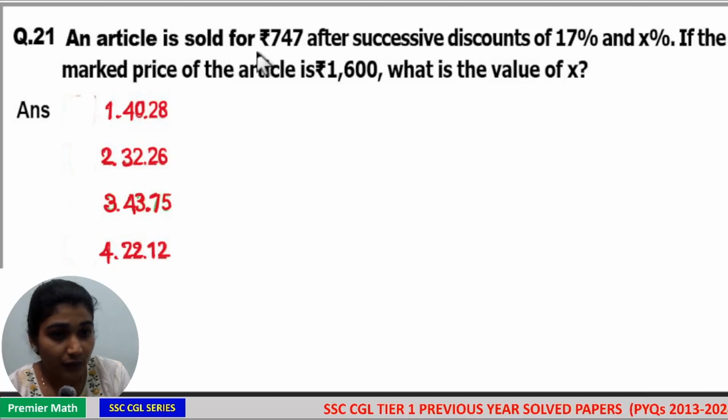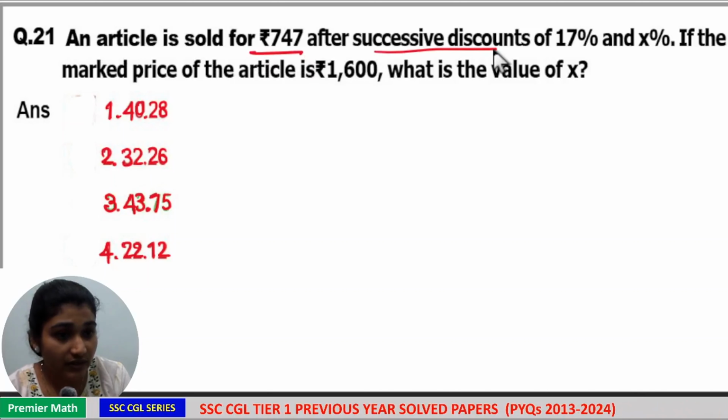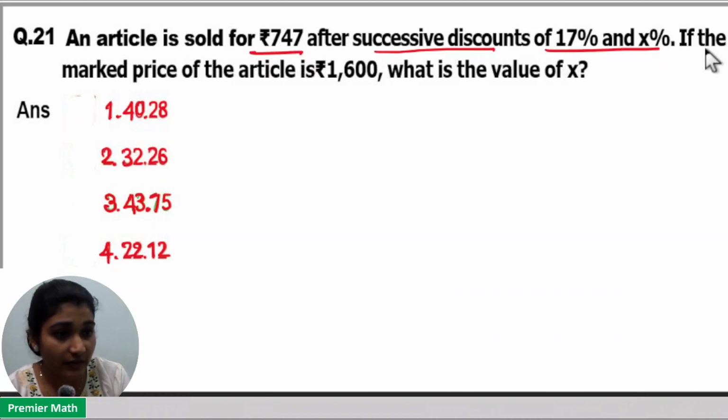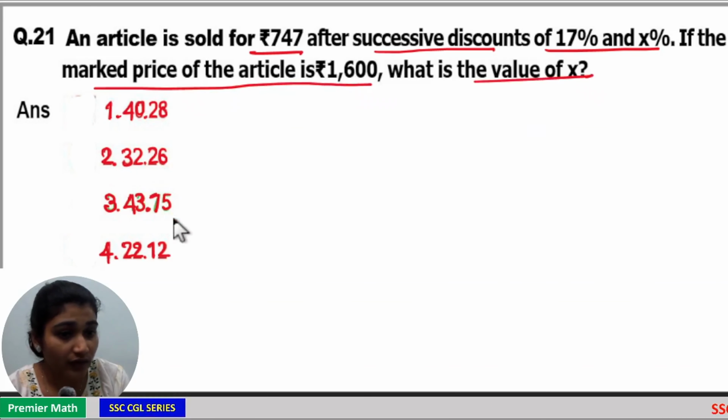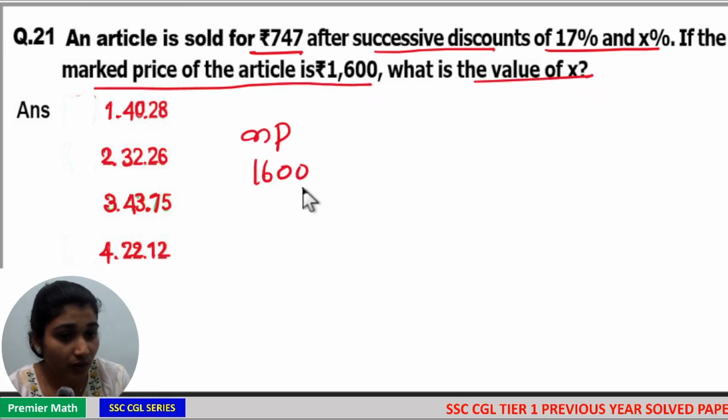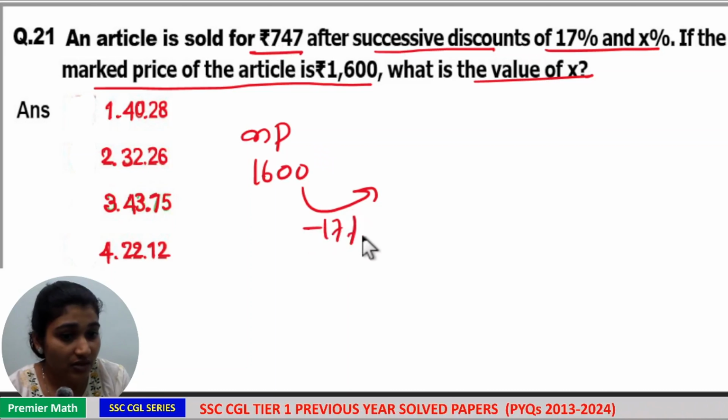An article is sold for rupees 747 after successive discounts of 17% and X percentage. If the marked price of the article is 1600, what is the value of X? Here, marked price is given as 1600 rupees. Now, out of the 1600 rupees, 17% discount is given.